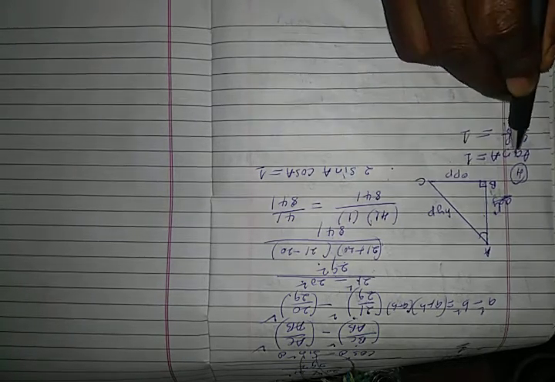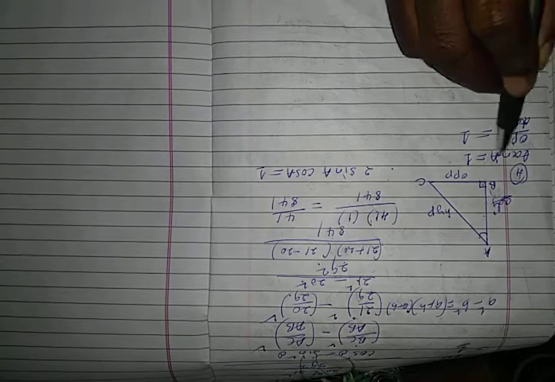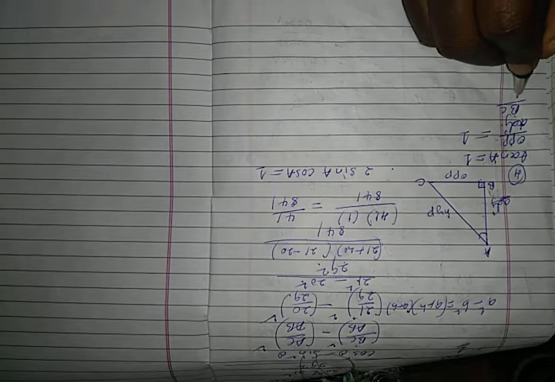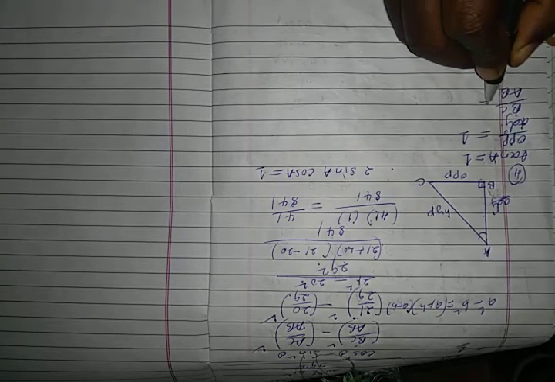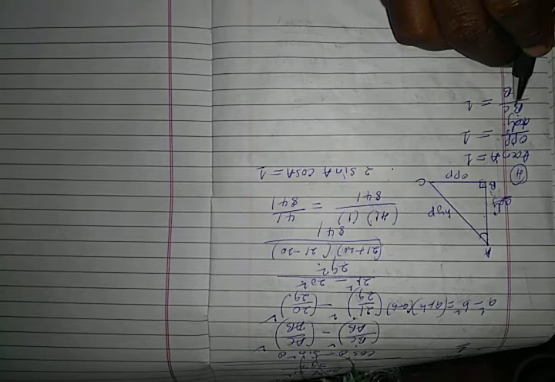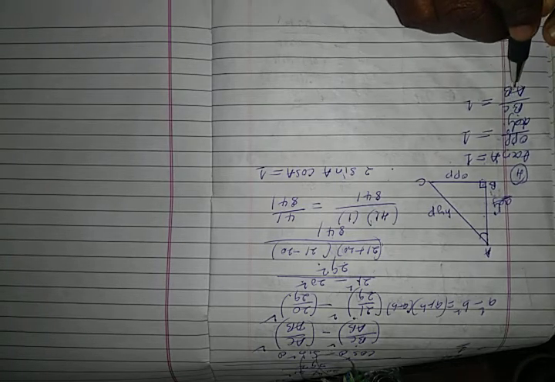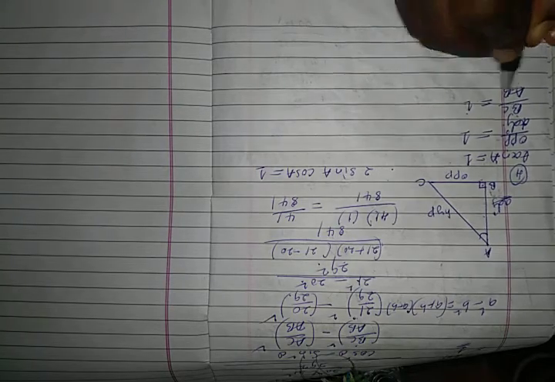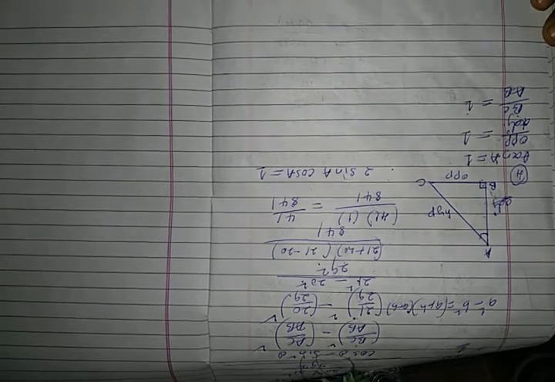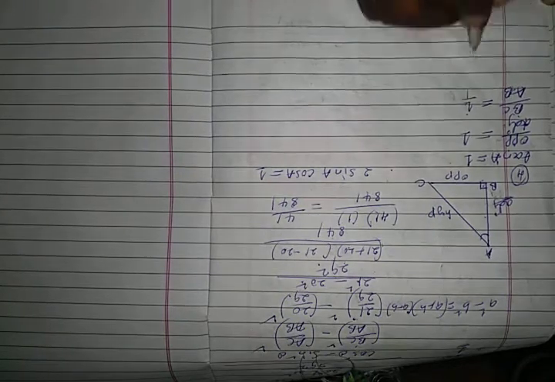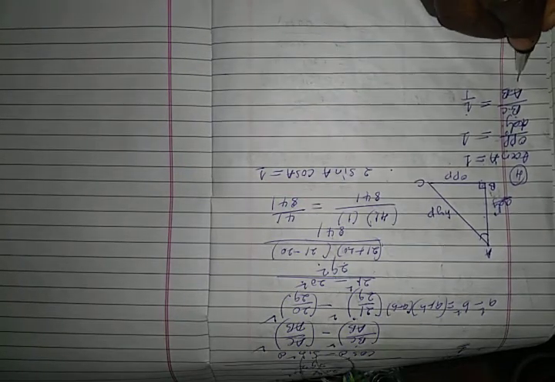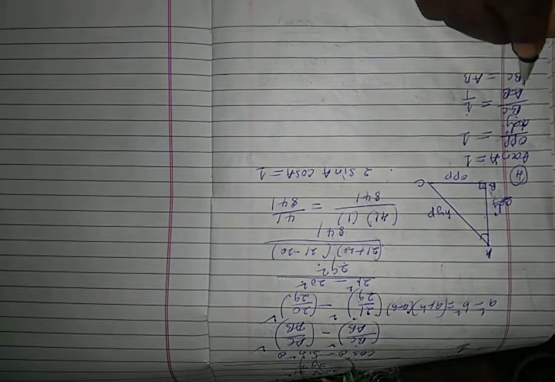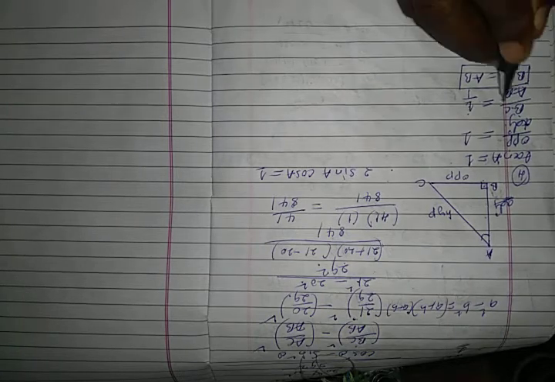Carefully observe, tan A is opposite by adjacent. What is opposite? That is BC. And what is adjacent? That is AB. So BC divided by AB is equal to 1. Therefore, by using cross multiplication, BC into 1 is BC and 1 into AB is AB. So BC is equal to AB.